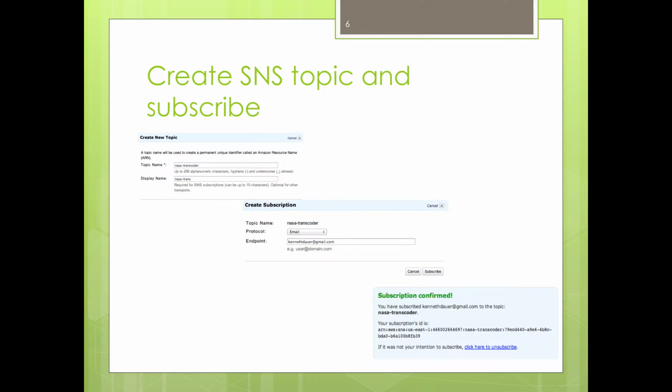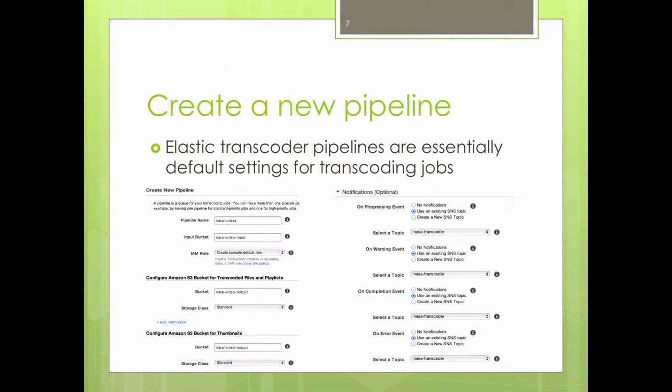And then what I like to do is create an SNS topic. This will allow you to receive notifications as your jobs are submitted, as they're progressing, if there's any errors with them, and then finally when they're completed. Very useful. So once you've created the buckets and optionally create an SNS topic, simply go to the Amazon Web Services Elastic Transcoder main page and click Create New Pipeline.